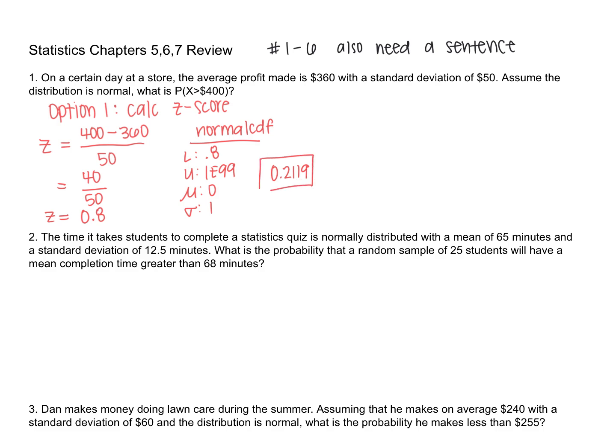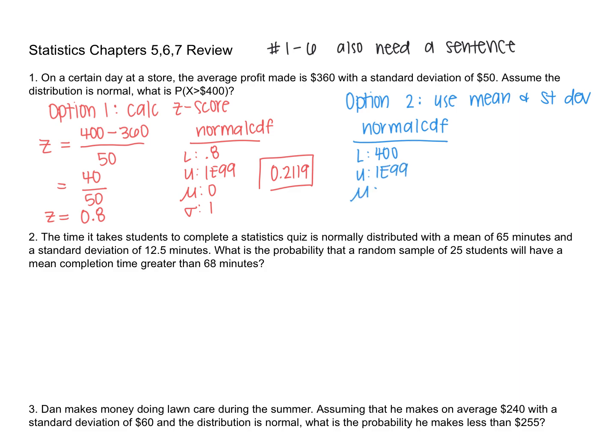Option 2 is to use your mean and standard deviation, and you just go straight to normal CDF. Then we use our probability statement to determine our lower and upper bounds. Because we're doing greater than 400, our lower bound is 400. The upper bound is 1E99. We use our mean of 360 and our standard deviation of 50. And we're going to get the same probability of 0.2119.